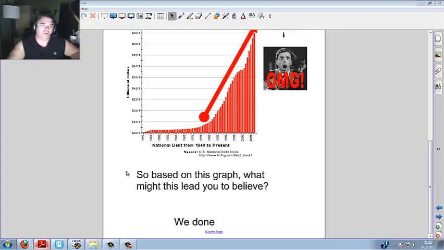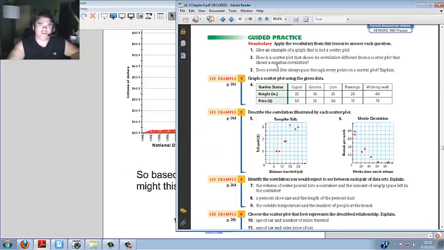As far as the notes go, we're done. Homework-wise, a couple quick things. How is a scatter plot that shows no correlation different from a scatter plot that shows a negative correlation? No correlation could be going across the board. Negative is going down. Does a trend line always pass through every point in the scatter plot? No. A trend line doesn't have to touch any dots. It just has a general path.